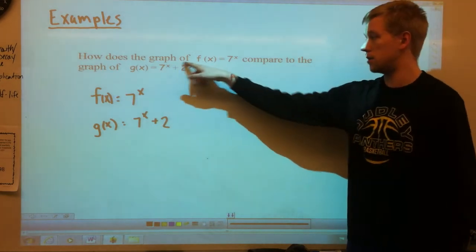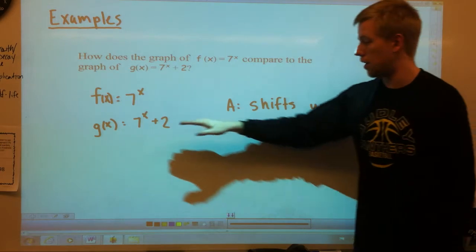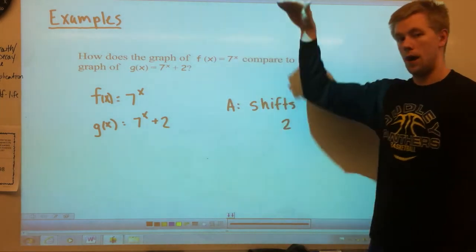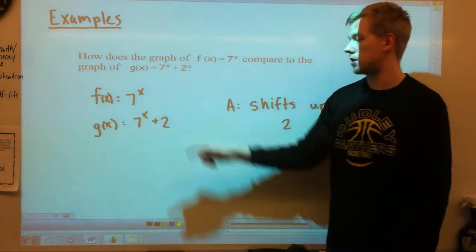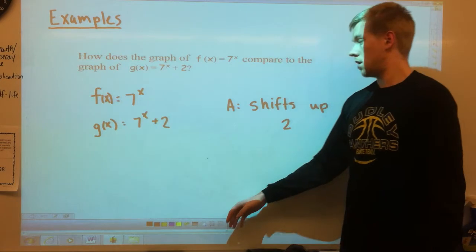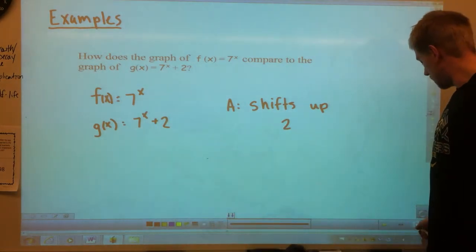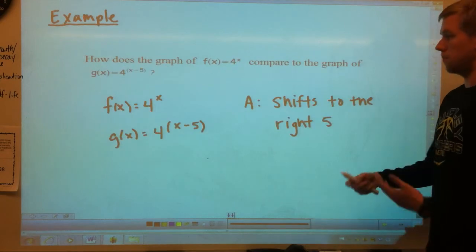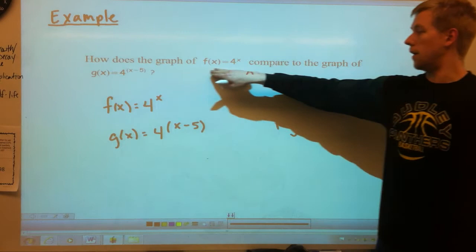To answer the question, how does the graph compare to the graph of g of x? It shifts up 2. So this graph is going to be higher on the y-axis than the normal parent function. This was the parent function, f of x, and it's going to shift up 2 because it's added 2 to the end of it. Okay, so that is just a quick, easy question that they may ask you. You have to know the background before we can go into depth with word problems. Again, you don't have to write the whole thing.